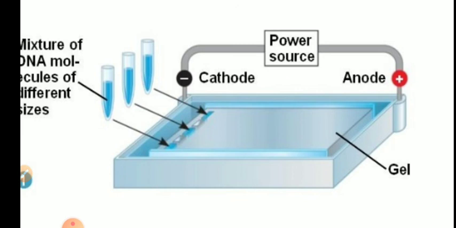So dye moves faster. That is why we require a tracking dye, to know how far your sample DNA molecule must have traveled. So the DNA sample which you have isolated is mixed with a dye, number 1. Number 2, it is a kind of submerged gel electrophoresis. The gel slab is submerged in the buffer.